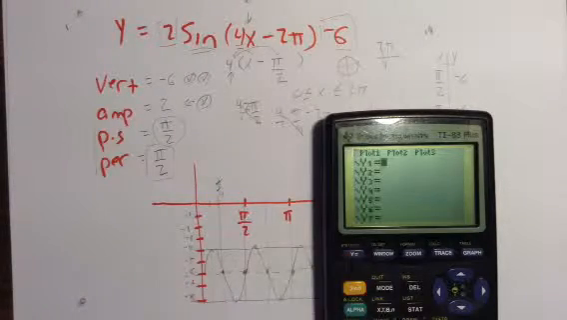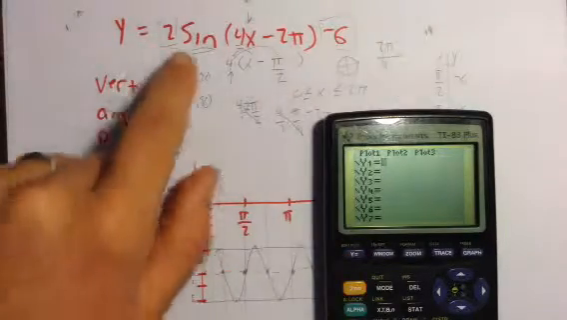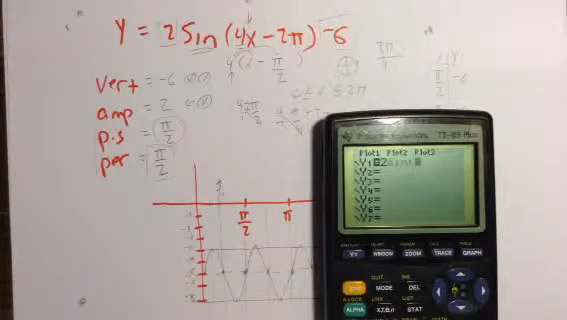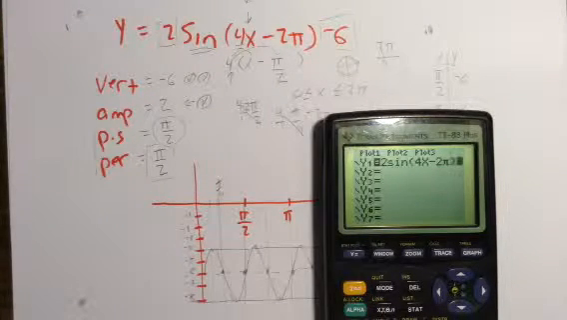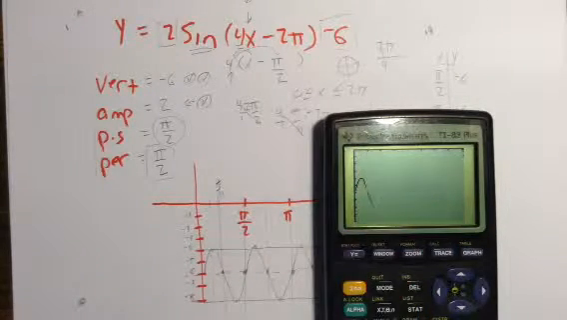I'm going to go to y equals. I'm going to type in my original function right here. 2 sine 4x, I don't know why I'm reading it with you. I know you can read. Second pi, still doing it, subtract 6. Okay, let's double check. Okay, I'm going to hit graph.